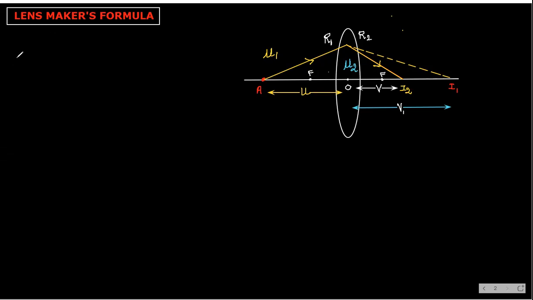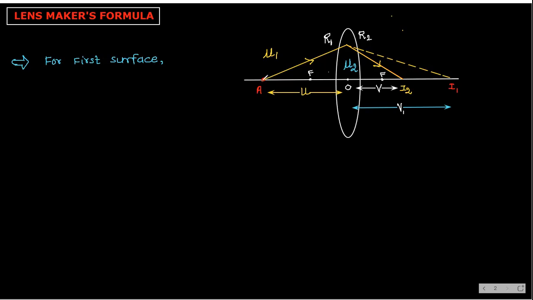See, for the first surface, we have learned one formula already, that is mu2 by v minus mu1 by u is equal to mu2 minus mu1 by R. That is for a curved surface. Already we have learned that formula, refraction at curved surface, in that topic.